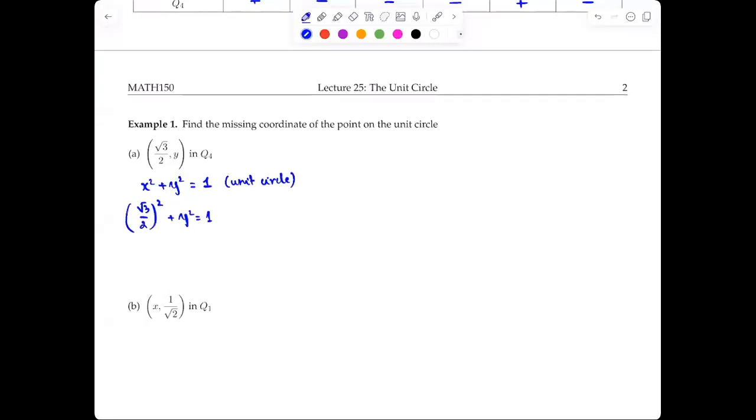Root 3 over 2 altogether squared gives you 3 for the numerator, divided by 4, so 4 is in the denominator, plus y squared equals 1. Now it's our job to solve for y squared, or to solve for y for that matter. So y squared becomes 1 minus 3 over 4. 1 minus 3 over 4 gives you 1 over 4.